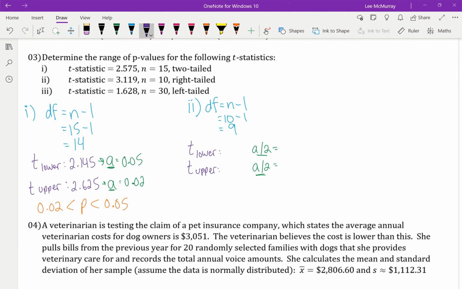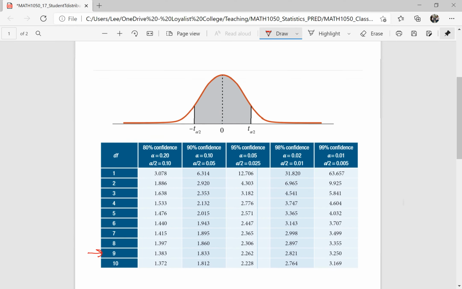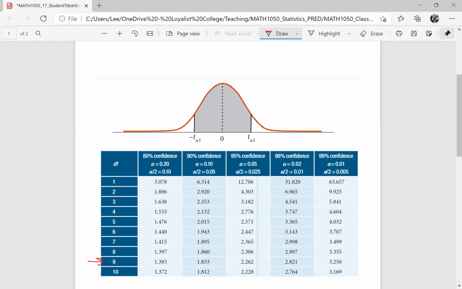So t lower. So again, what are we looking for? We're looking for 3.119. So let's go back here and figure out where that's going to be, clean this off a bit. And we've got degrees of freedom, we said were 9, so that's good, that'll be easy to work with here. If degrees of freedom are 9, and we're looking for a t-statistic of 3.119, we can see that 3.250 and 2.821 would encapsulate that value. So we know it's between these two values. Okay, so that's where we're looking. So that's our lower and upper value.